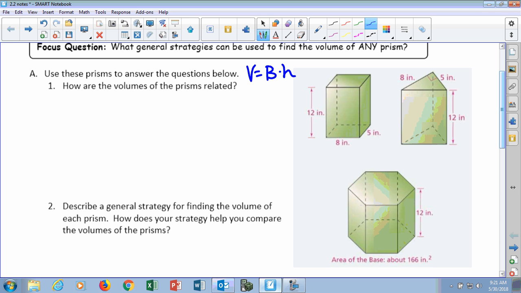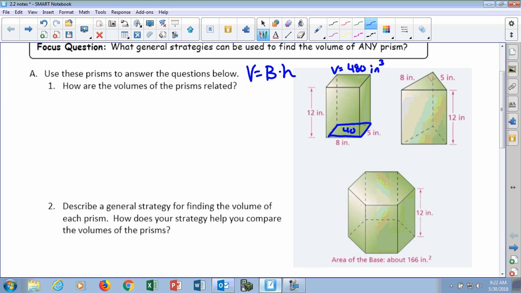What is the base of this figure here? The base is right here, which is a rectangle, right? So length times the width is that base, and that's what? 40. So basically its base is 40 and its height is 12. So 40 times 12 is 480. And since the measurement is inches, it's inches cubed or cubic inches. Okay. So 480 is that volume.